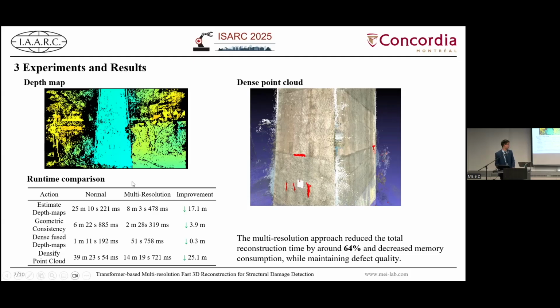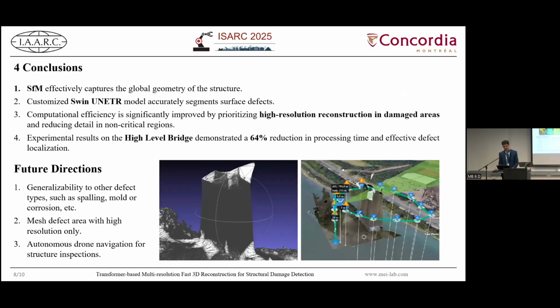To quantify our performance, we conducted a run-time comparison of our method to the normal uniform full-resolution reconstruction. For example, it shows substantial time savings. For the first line, you can see the depth map estimation is reduced from 25 minutes to around 8 minutes, which is 17 minutes less. Overall, the multi-resolution approach reduced the total reconstruction time by around 64% and decreased the memory consumption while maintaining high-quality defects.